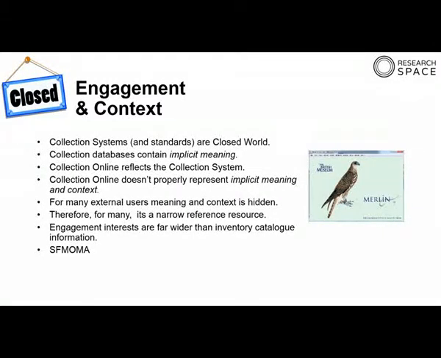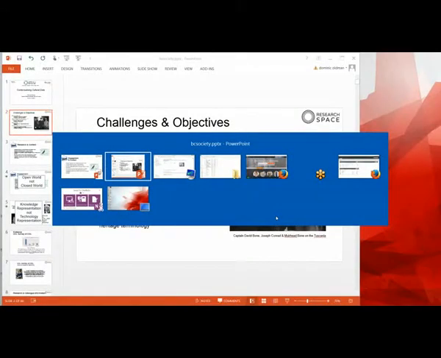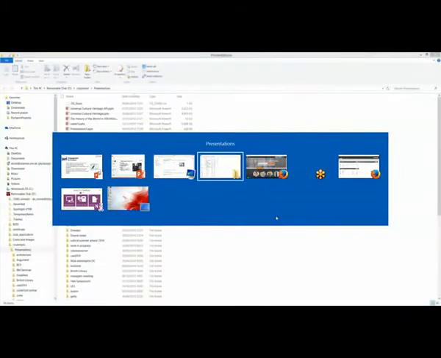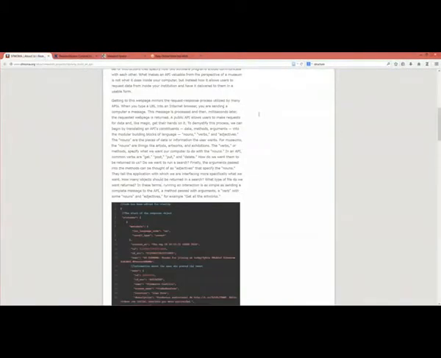So all the same sort of things I said about research in context, I think readily apply to engagement as well. I'll put a little note to myself at the bottom about SF MoMA. So I'm just going to transfer over to another site.